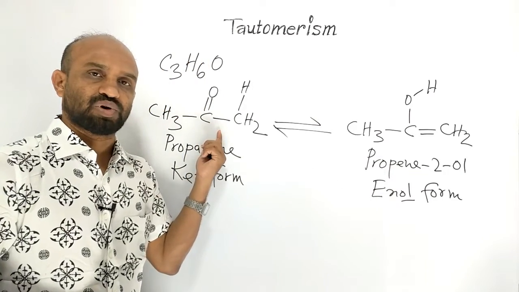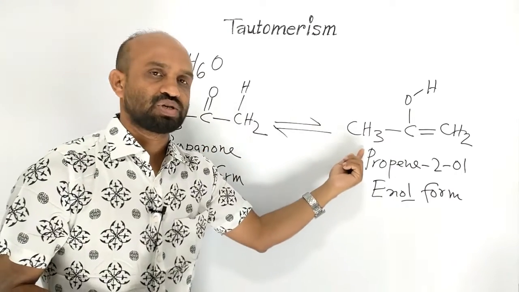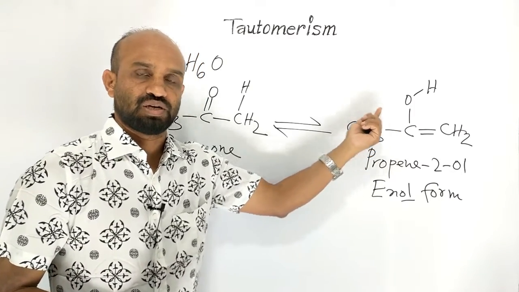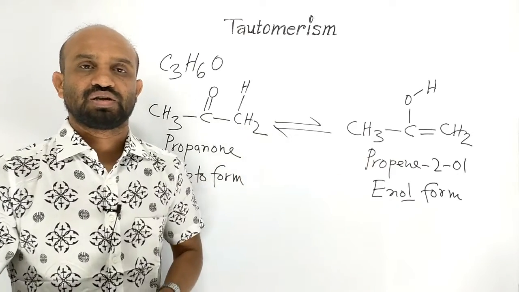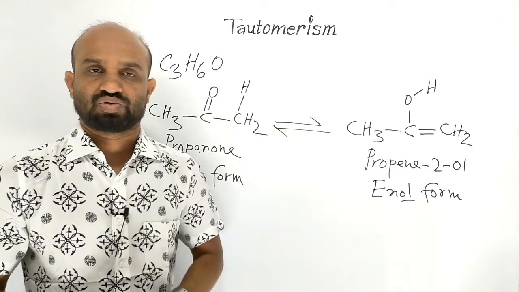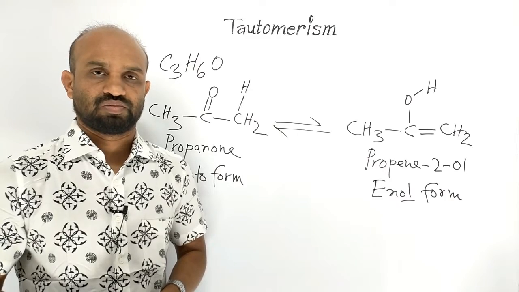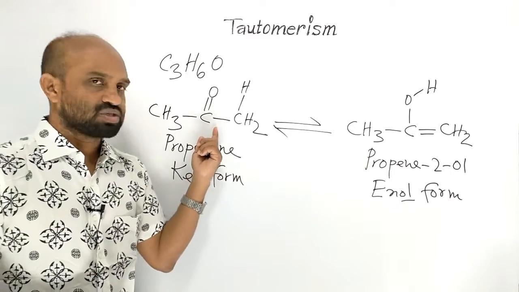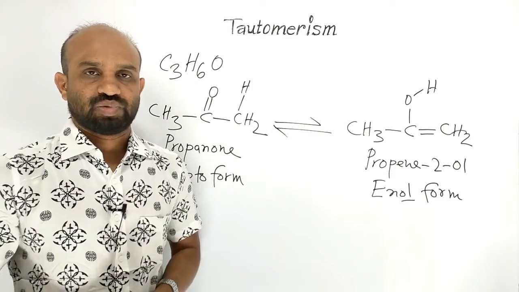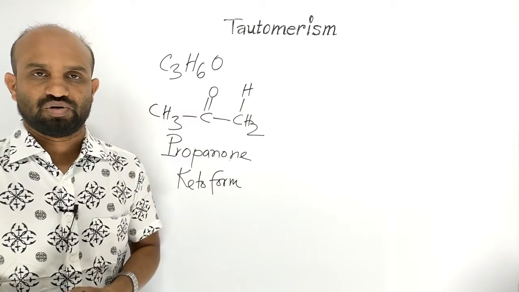One compound with a particular functional group, that is carbonyl group, changes spontaneously to another compound with a different functional group and both the compounds remain in dynamic equilibrium. Then these compounds are called tautomers, and this phenomenon is known as tautomerism. Now let's see how this compound changes spontaneously to another compound. Let's see the mechanism. This is propanone, which is keto form.